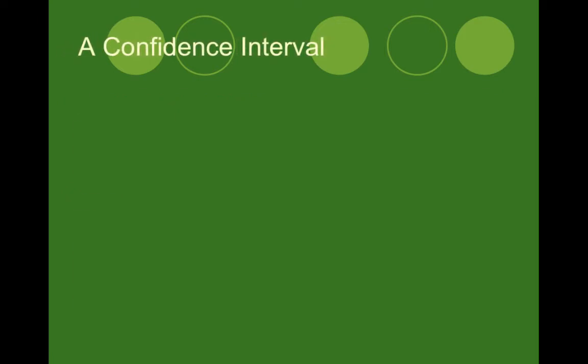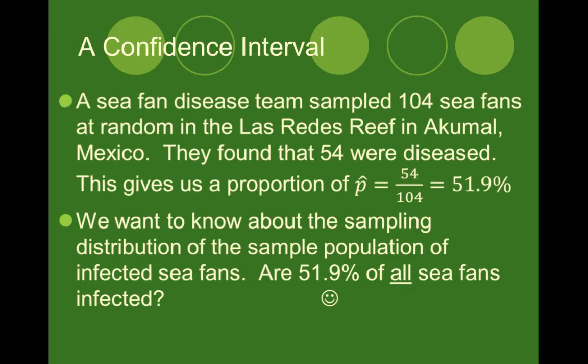Moving on to confidence intervals, we're going to jump right into an example. A CFAN disease team sampled 104 CFANs at random in Las Redes Reef in Acumel, Mexico, and I'm sure I butchered all of that. They ended up finding that 54 of them were diseased. This gives us a proportion of P hat, and it's P hat because it's from a sample, of 54 out of 104, which is 51.9%.